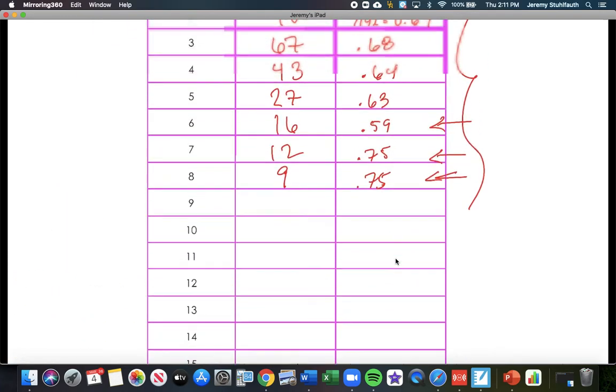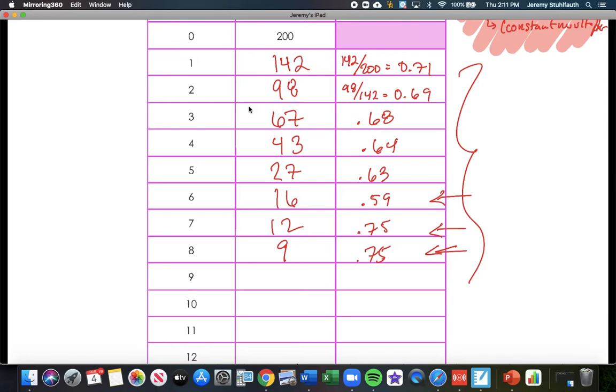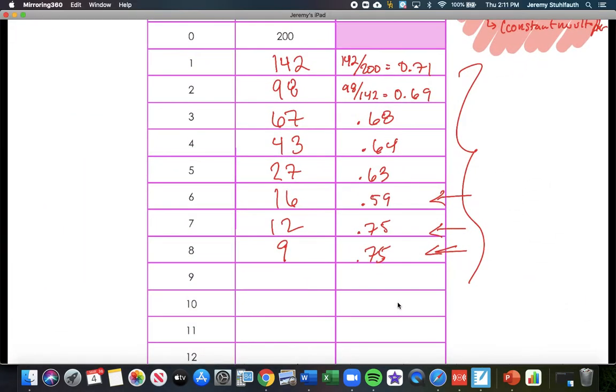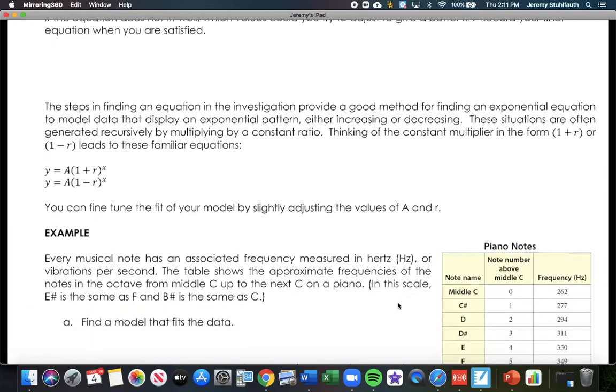So a quick way to find your successive ratios is to type your data into Desmos and then type in this exponential approximation, and then it will tell you what b is. You can do that whenever I don't tell you that you need to do it by hand. Now, let's skip over step 10.